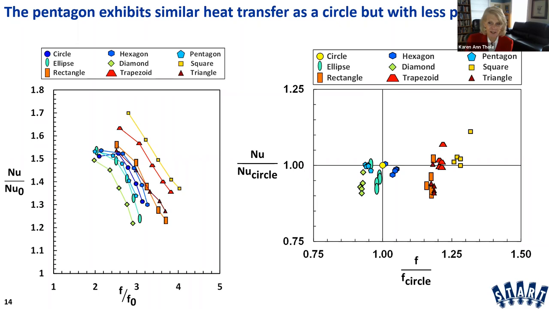So much of the heat transfer augmentation that you see on the graph on the right falls below the circle. The trapezoid and the square fall above the circle in terms of doing better in heat transfer, but they're also giving a higher pressure drop. So this data actually shows that maybe a circular cylinder isn't bad, even though you would expect that some of the other shapes may have some secondary flow structures that would give you better heat transfer.